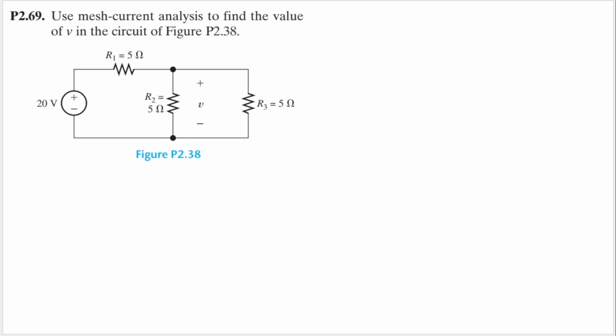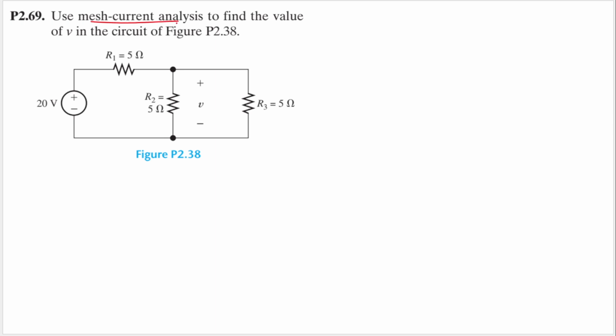We are going to solve P2.69 from Hambley's book. So the question is, use the mesh current analysis to find the value of V in the circuit of figure P2.38. So we are asked to use mesh current analysis.